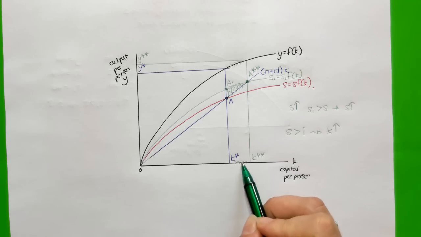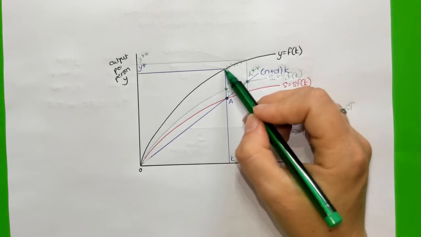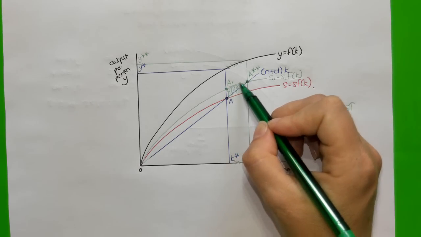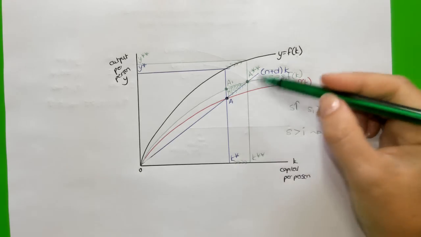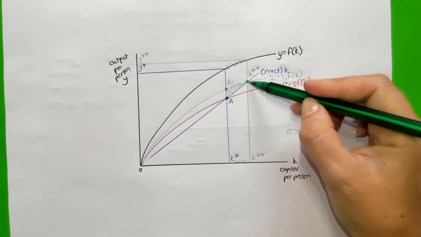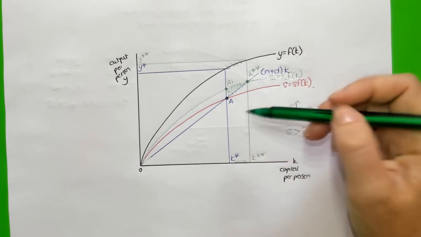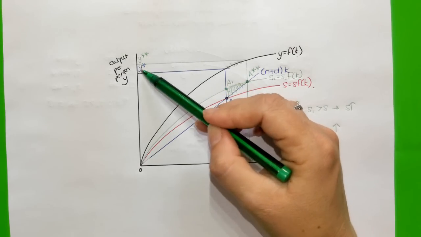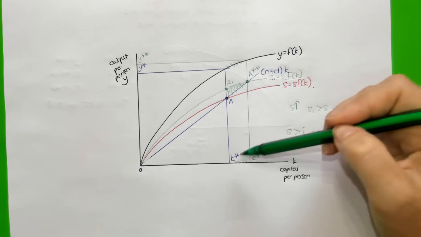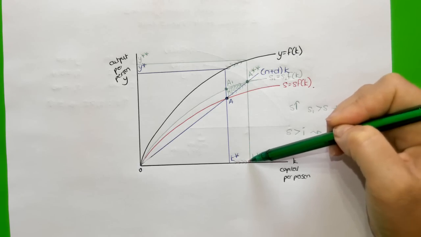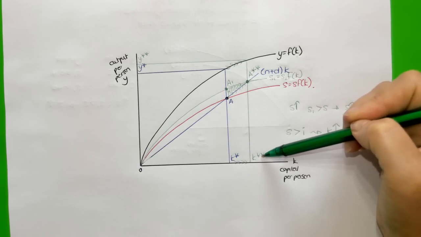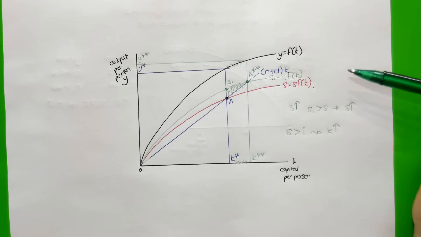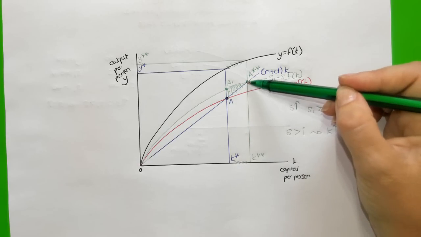As capital stock per person increased, output per person increased, but at a decreasing rate. So the level of savings increased at a decreasing rate, until eventually the new steady state equilibrium is reached at a level of output per person which is higher than before, so Y double star is greater than Y star, and at a level of capital stock per person that is also greater than before. K double star is greater than K star. So what's gone on here is that we now have a new steady state.